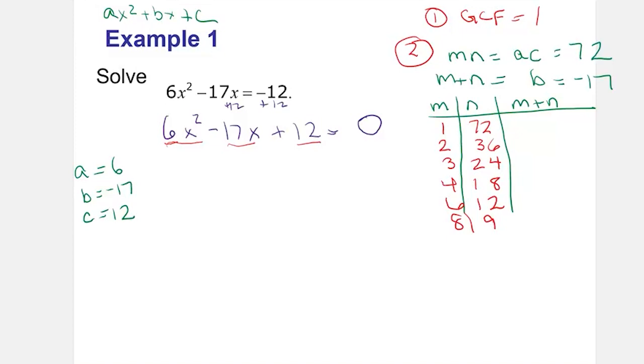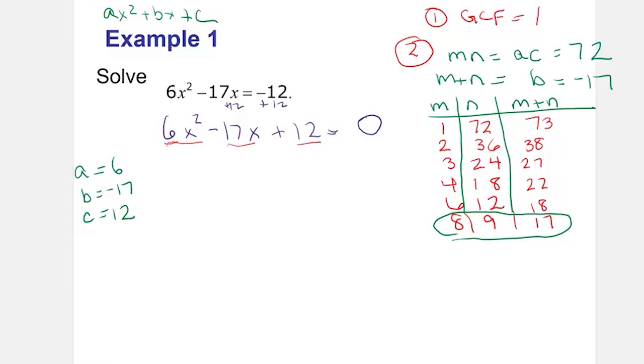So now I found all the values where two numbers multiply together to give me 72. Okay, so now I'm going to add them because I have a positive 72. So this is 73, this is 38, this is 27, 22, 18, 17. I found it. So these two numbers multiply together to give me 72 and add together to give me positive 17.